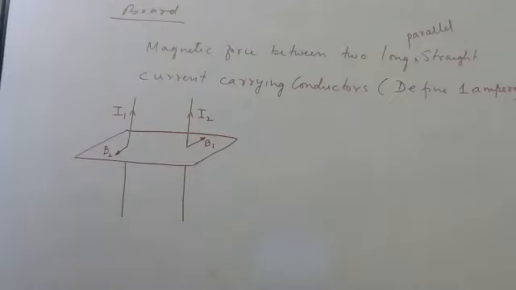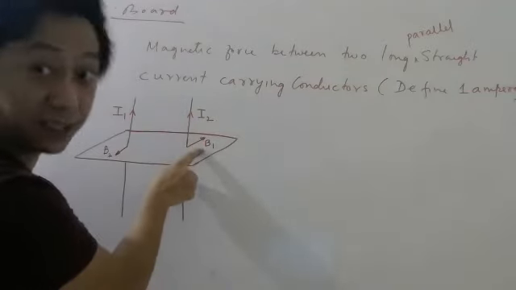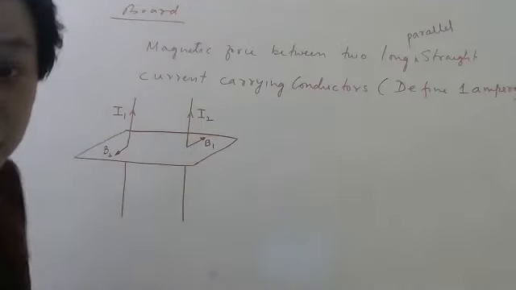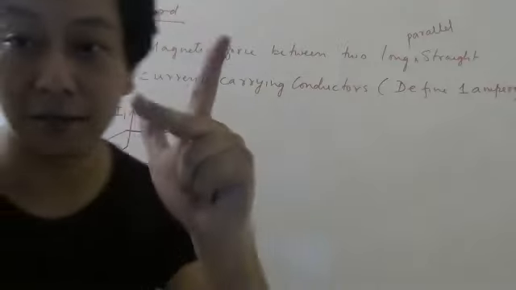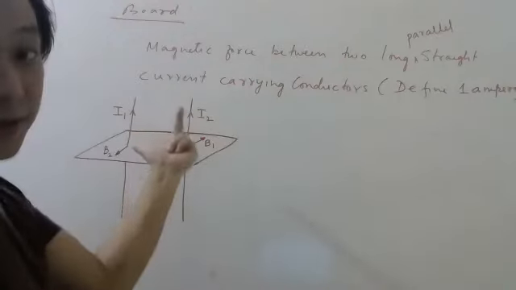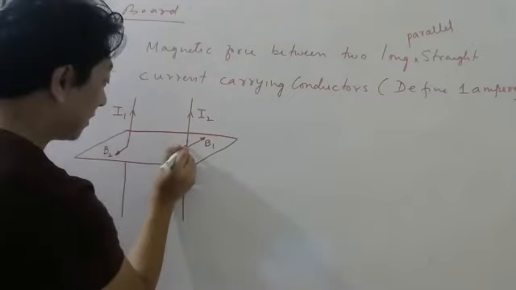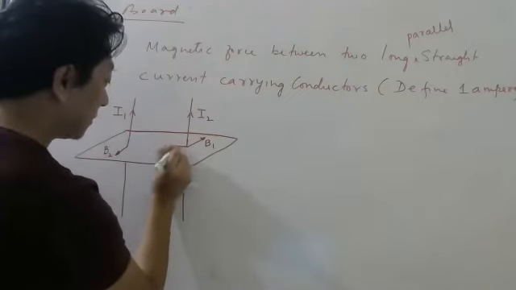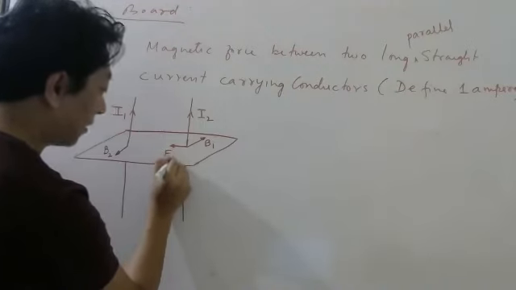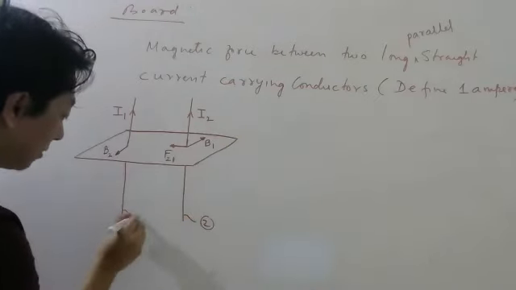Now this current carrying wire is feeling this magnetic field as an external magnetic field because it is not due to this wire; it is due to the other wire. So this wire will feel a force in what direction? The magnetic field is inside, the current is up, so the force will be this side. So this is the force on wire 2 by wire 1.